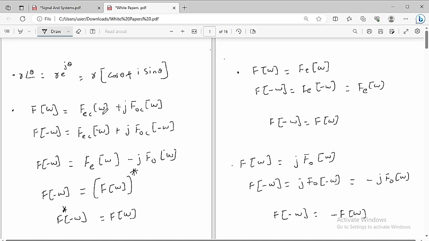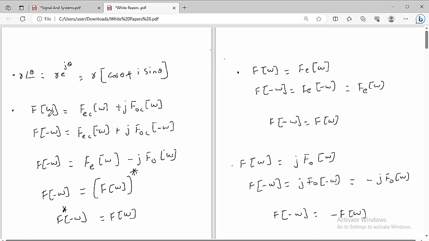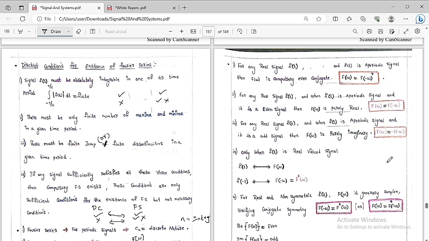I have already told you, right? If the real part is even, it is called an even conjugate. If the real part is odd, it is called an odd conjugate. That is the reason f of omega is called even conjugate, because the real part is even. In that case, f of minus omega is equal to f of omega whole conjugate, or f conjugate of minus omega is equal to f of omega. If f of t is real, periodic and even, then f of omega is purely real. If f of t is real, periodic and odd, then f of omega is purely imaginary. This point I have already told you.